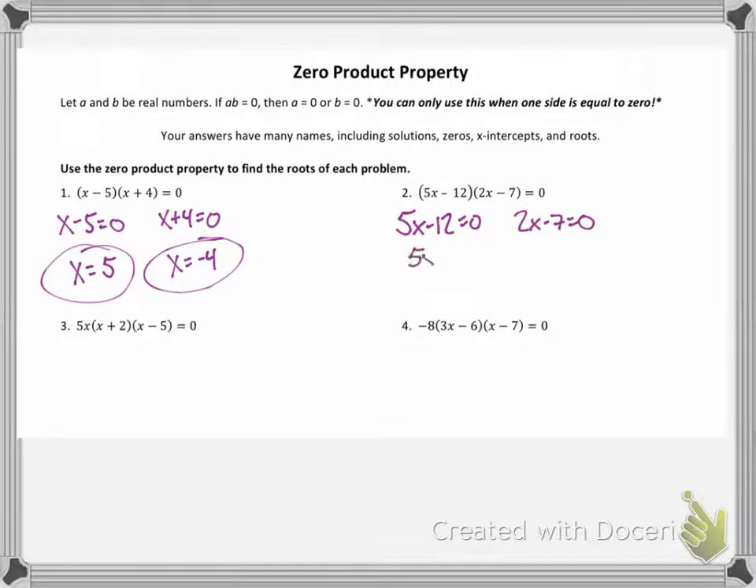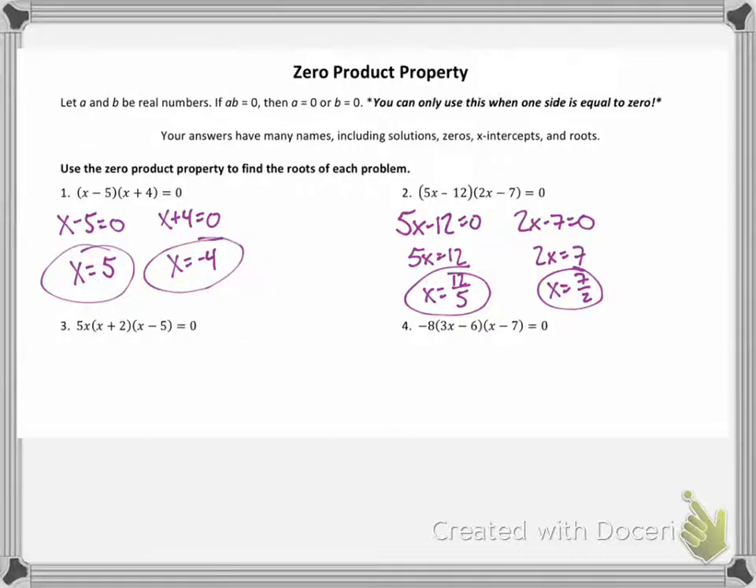So in the first problem, I'm going to add 12 and then divide by 5. So x would equal 12 fifths. The second one, I'd add 7. So 2x equals 7. Divide by 2. x would equal 7 halves. These are my two answers for x. And you can leave them as fractions or round as decimals. It doesn't really matter. Ultimately, though, those are your answers.